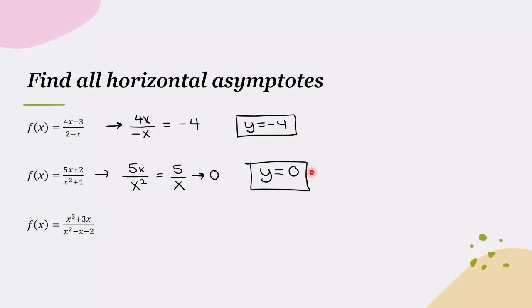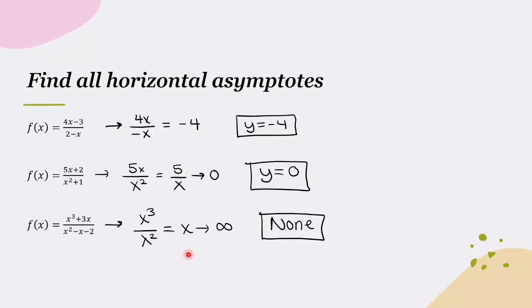Finally, my last example, f of x equals x cubed plus 3x divided by x squared minus x minus 2. This is a situation where the degree of the top is bigger than the degree of the bottom. Third degree polynomial on the top, second degree on the bottom. And so that means we are going to have no horizontal asymptote.